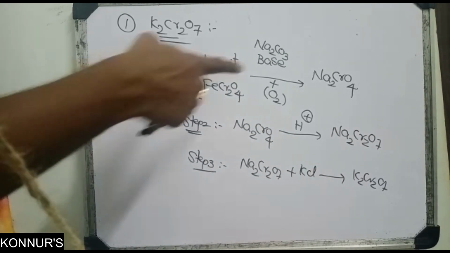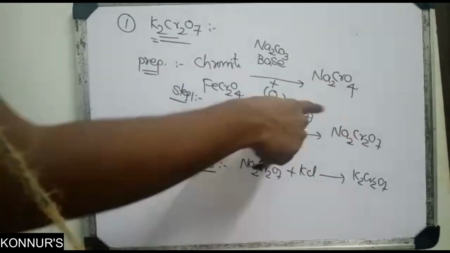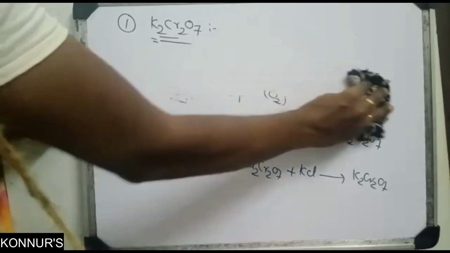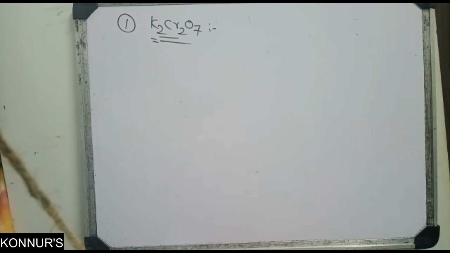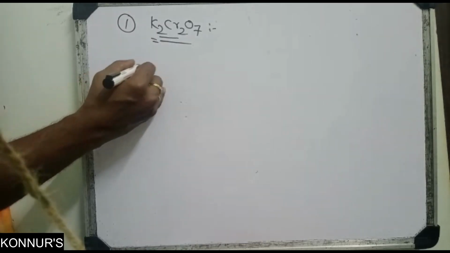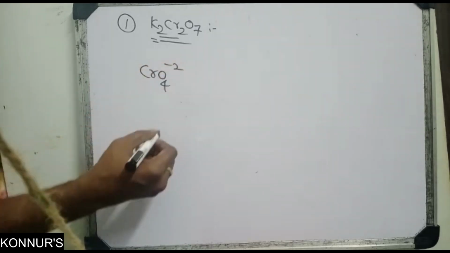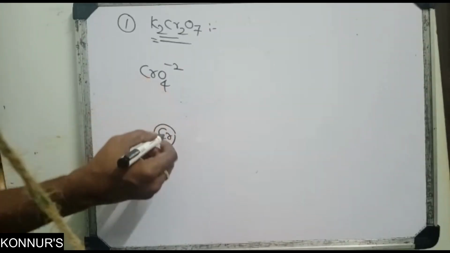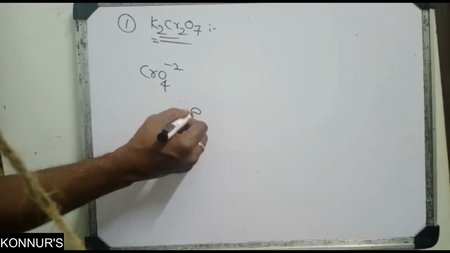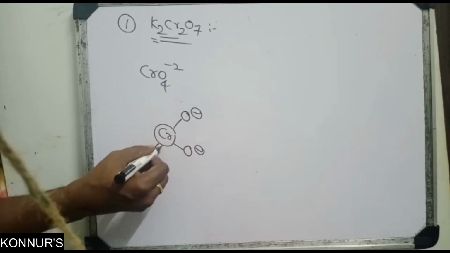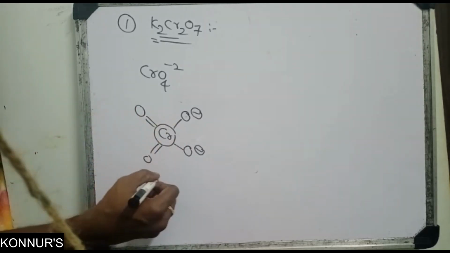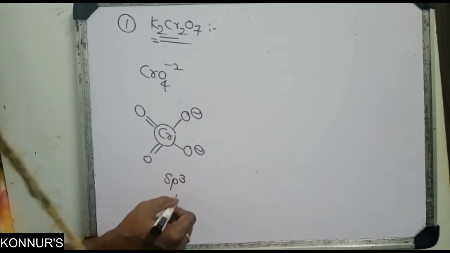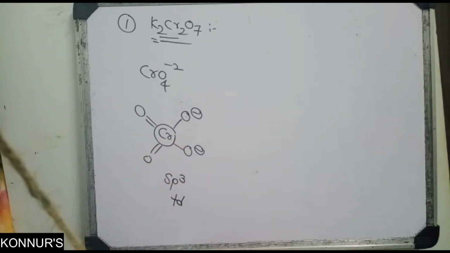Next, the important points here are CrO4 minus 2 and Cr2O7 minus 2. So those structures you can see. The important ions are CrO4 minus 2. So chromium you take, 4 oxygens. 2 are minus 1, minus 1, and double bond O, double bond O. So chromium is surrounded with 4 sigma bonds. 4 sigma bonds means that is sp3. Structure is tetrahedral.